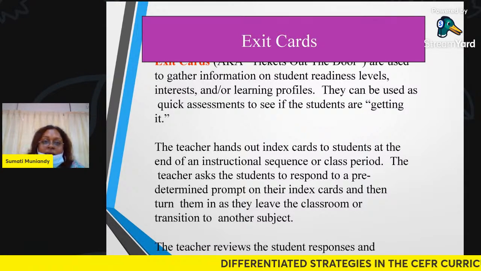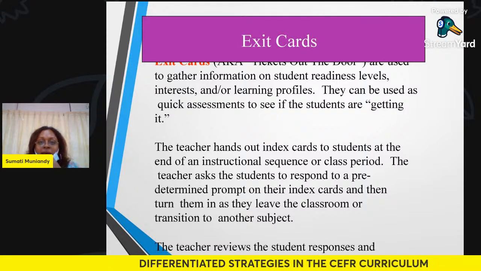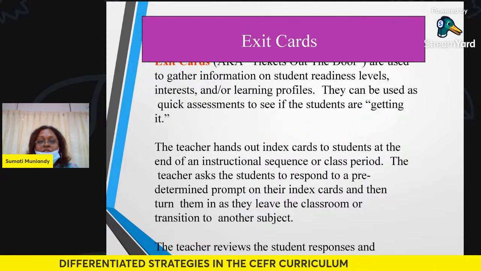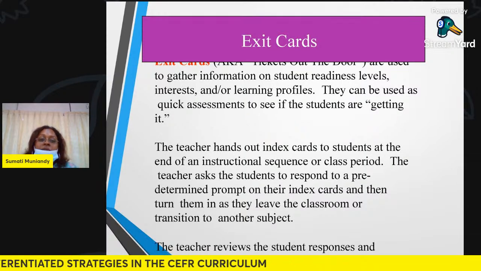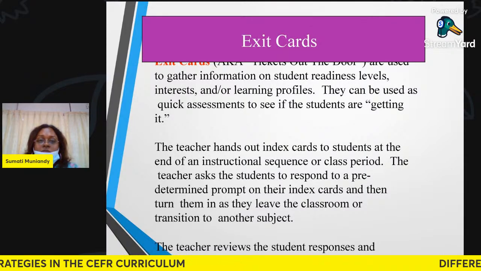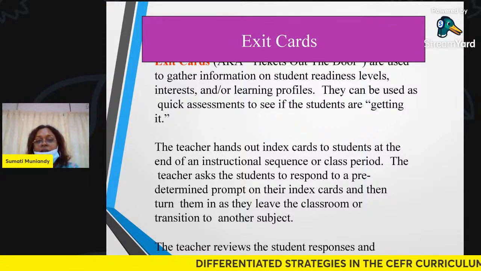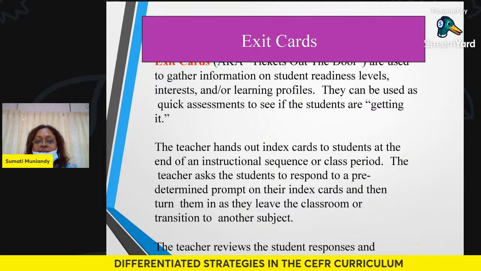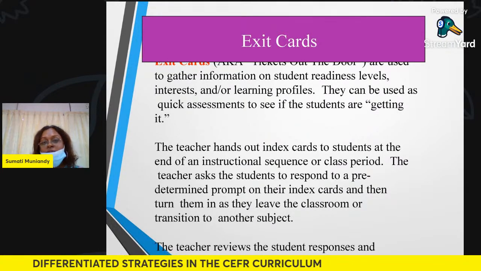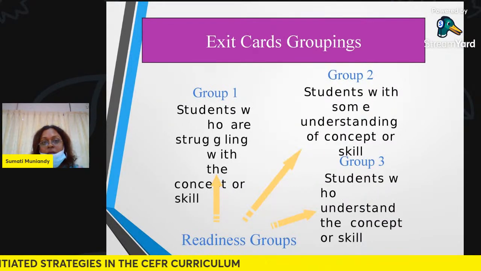All right. The teacher hands out index cards to students at the end of the instructional sequence or class period. The teacher asks the students to respond to a predetermined prompt on their index cards and then turn them in as they leave the classroom or transition to another subject. Okay, you can try this.